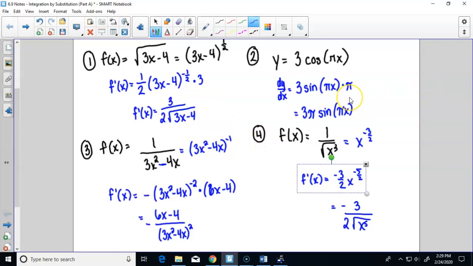Okay, number 2, also a chain rule. You take the derivative of cosine, which is sine. No, I've done this wrong. It should be negative right there, because the derivative of cosine is negative sine. And then you just have of pi times x, but then you have to multiply by the derivative of the inside, which is that pi right there. So you would end up with negative 3 pi sine of pi x.